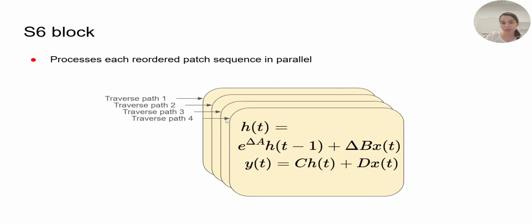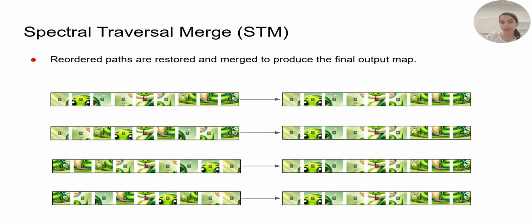These multiple traversal sequences will go through the SSM block, which can process each one of them in parallel. And at the end, for merging all the traversals, we are using a spectral traversal merge, which can reorder all of them to the original format. And at the end, it will aggregate all of them into one feature.